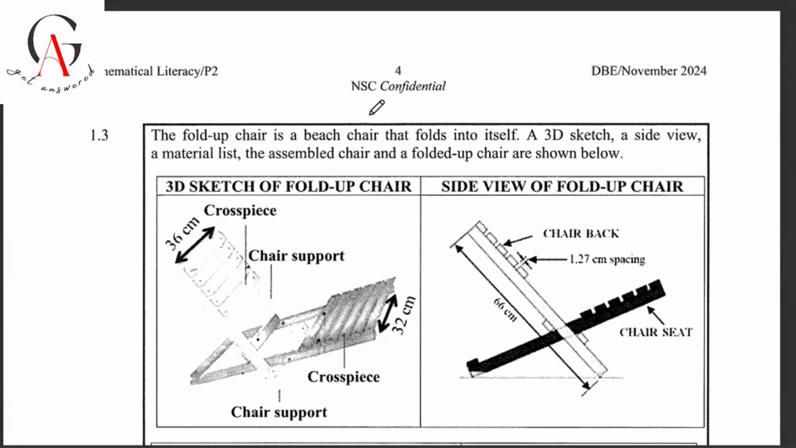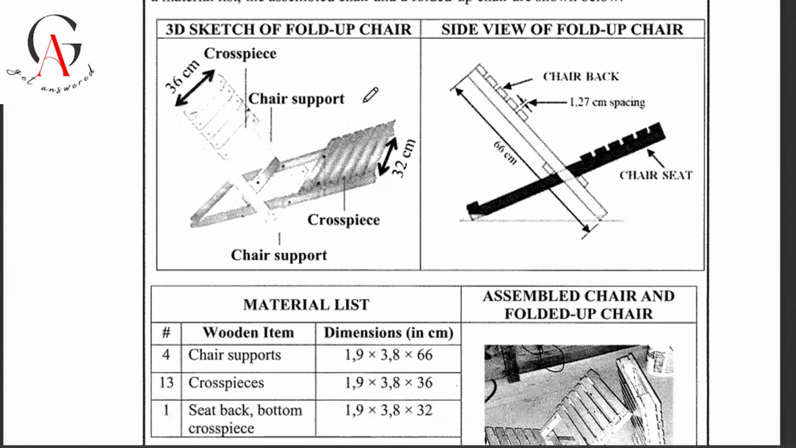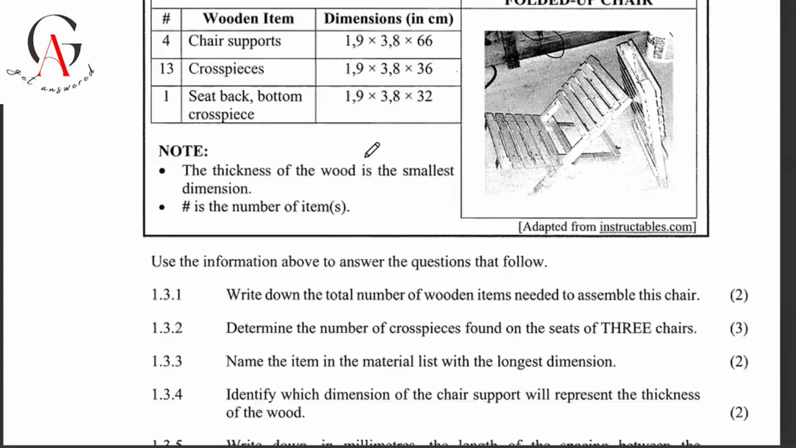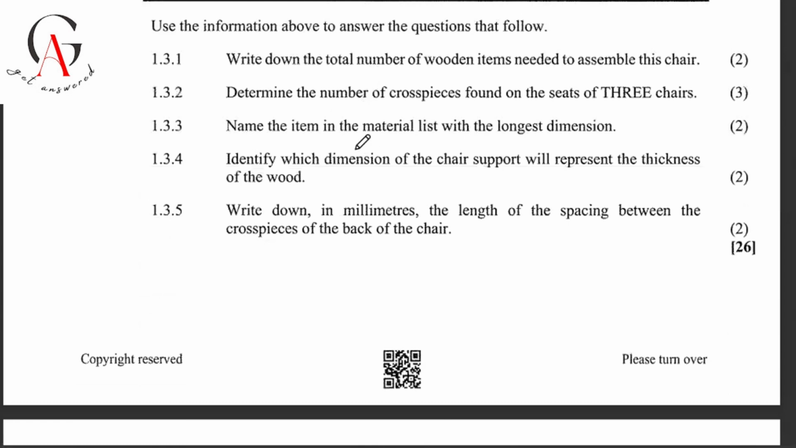13 of them. 1.3, the fold-up chair is a bench chair that folds into itself. A 3D sketch, a side view, a material list, and the assembled chair and the folded up chair are shown below. Write down the total number of wooden items needed to assemble this chair.